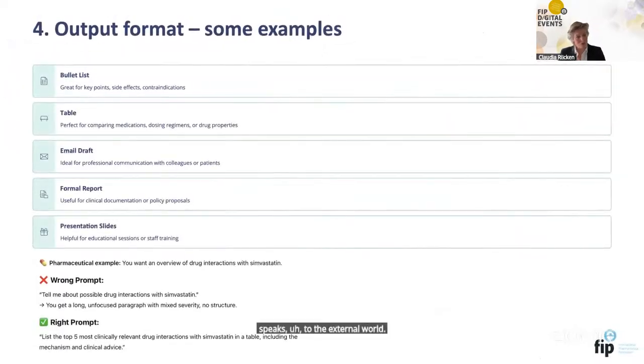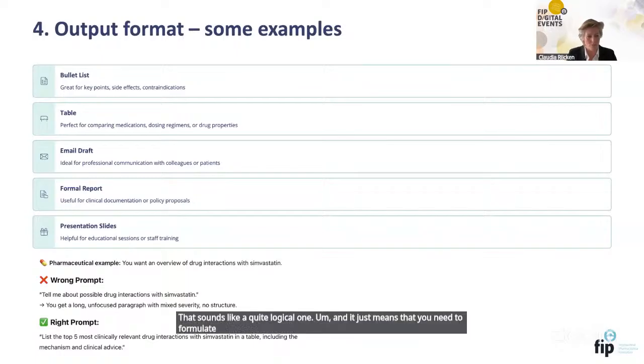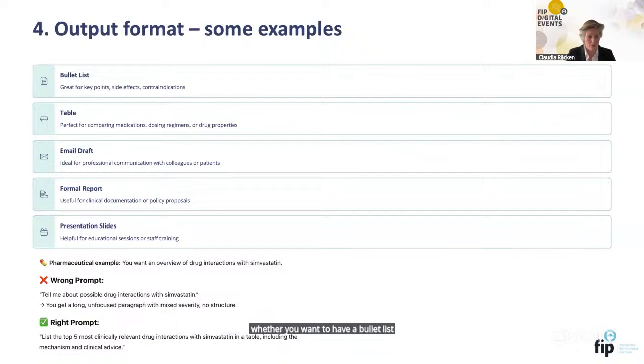The fourth element of prompt engineering, which is important, is the output. That sounds like quite a logical one. And it just means that you need to formulate within the prompt whether you want to have a bullet list, an article, a table, an email draft, a formal report, an Excel sheet, well, whatever you can think about.